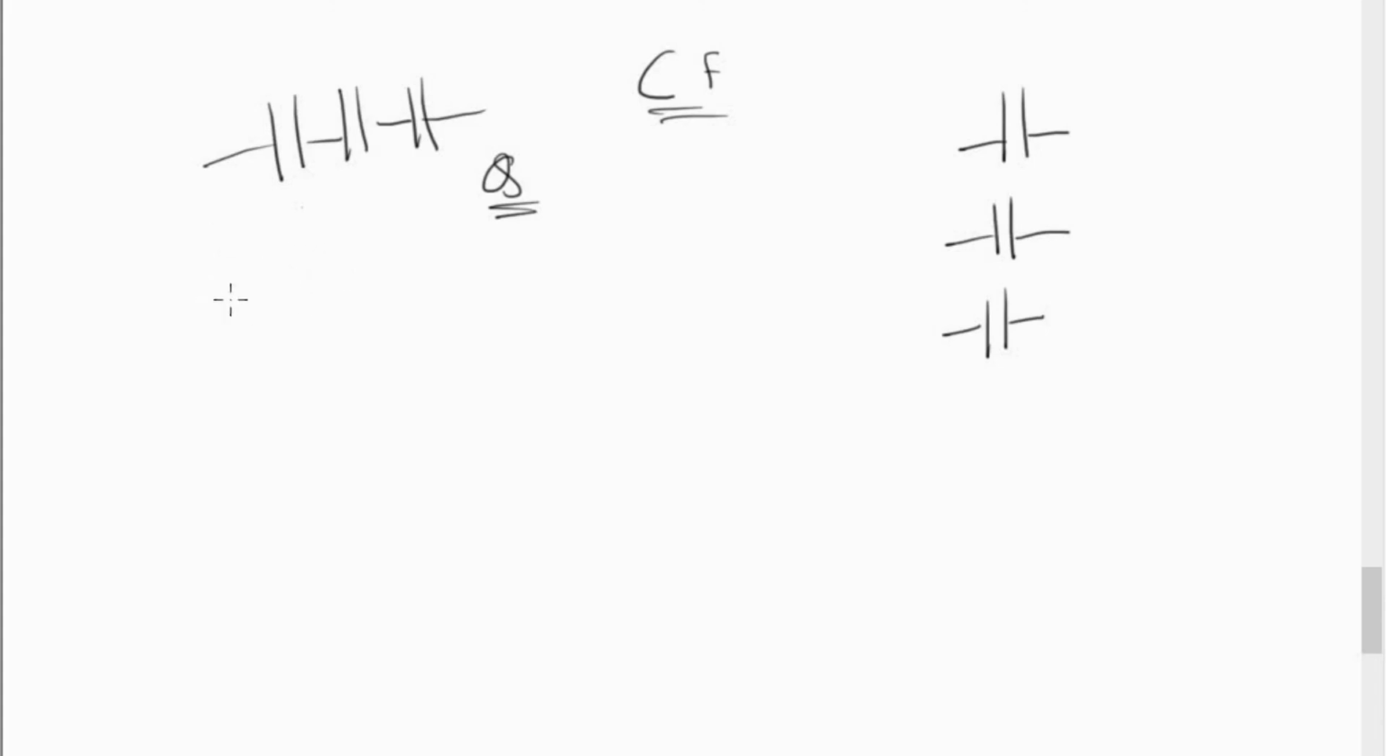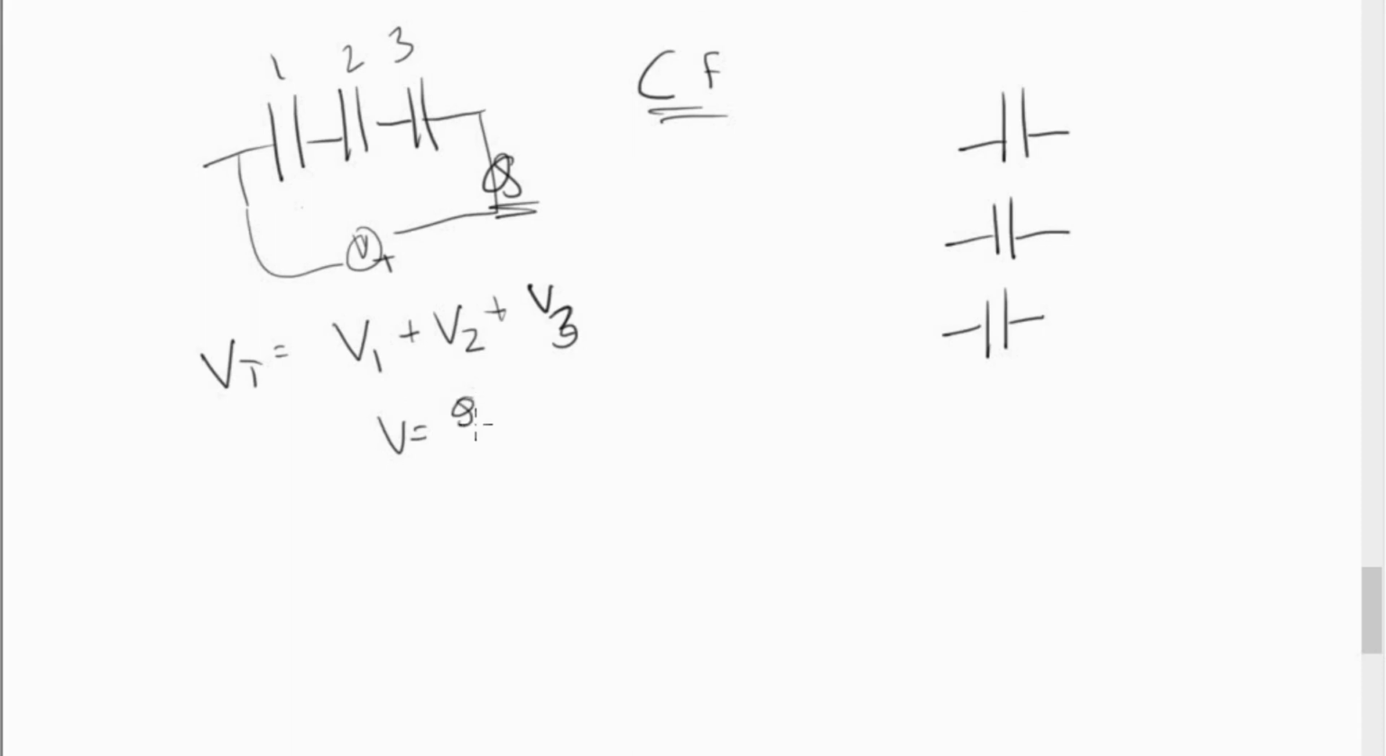So basically total voltage, if we were to take a voltmeter connected across it, the total voltage Vt would be equal to what? The V across capacitor 1 plus the V across capacitor 2 plus the V across capacitor 3, right? So this is 1, this is 2, this is 3. And here we're going to use the formula, what was it? V is equal to Q by C. Basically, you take the capacitance equation and flip it over.